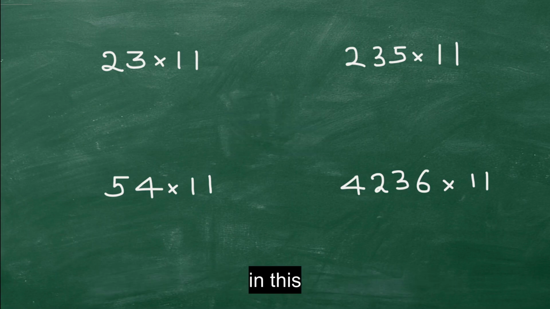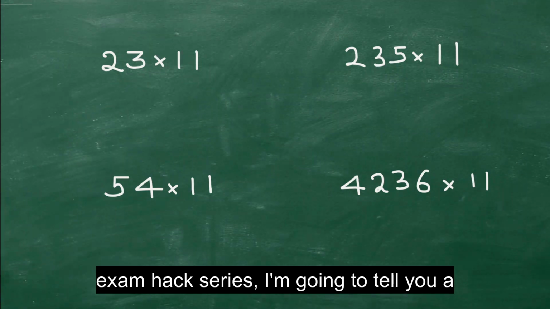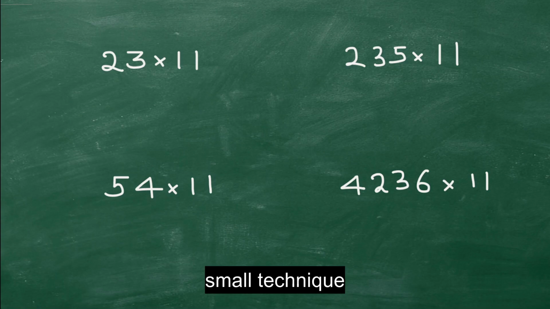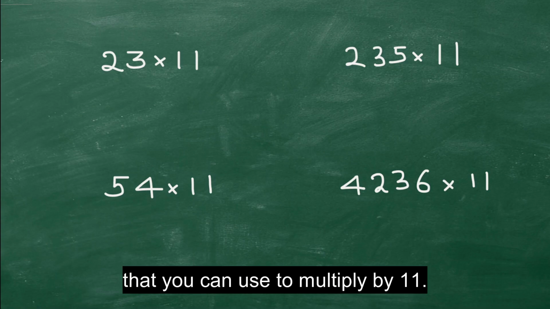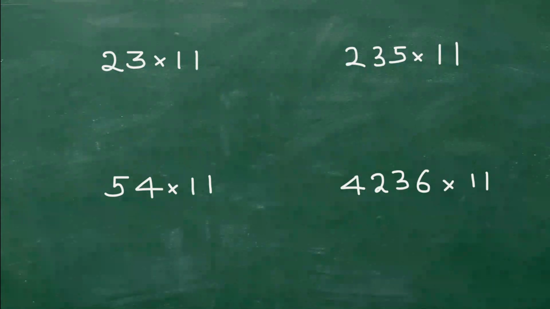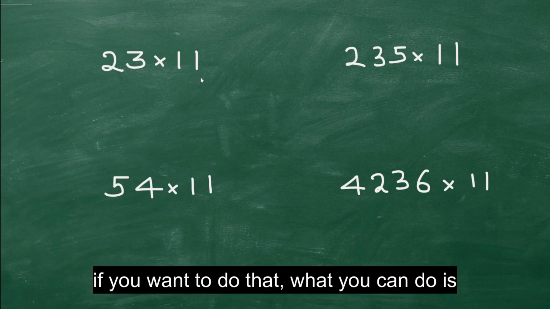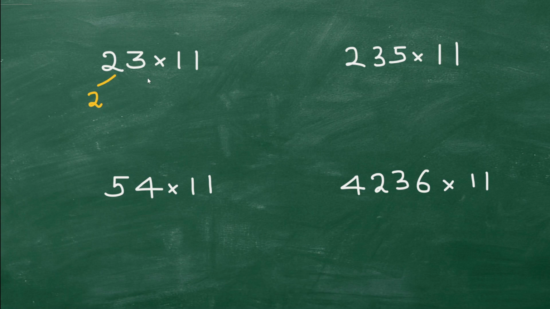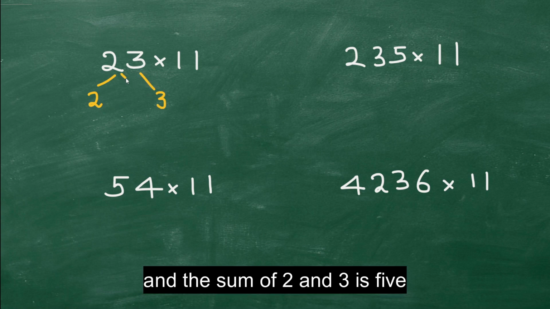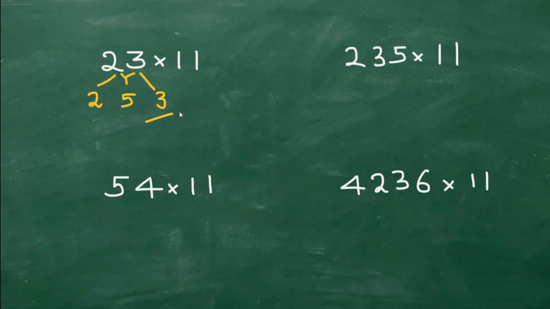Today, in this exam hack series, I'm going to tell you a small technique that you can use to multiply by 11. Now, say you got 23 times 11. If you want to do that, write 2 here, write 3 here, and the sum of 2 and 3, which is 5, in the middle. And that would be the answer.